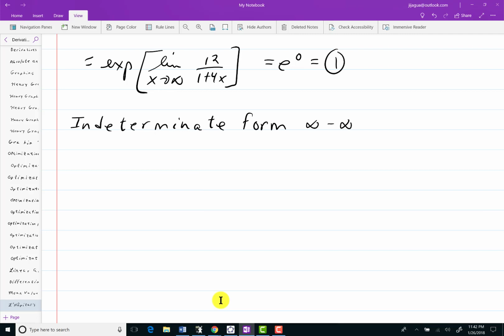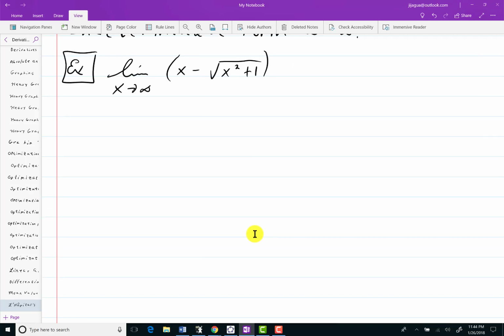The next form is infinity minus infinity. Students are dying to put infinity minus infinity equals 0, but as with anything else, you cannot trust that. So let's do it as an example. The limit as x goes to infinity of x minus the square root of x squared plus 1. In a form like this, many times you can avoid L'Hopital's rule, but you typically have to do a trick to get this into a fraction format.